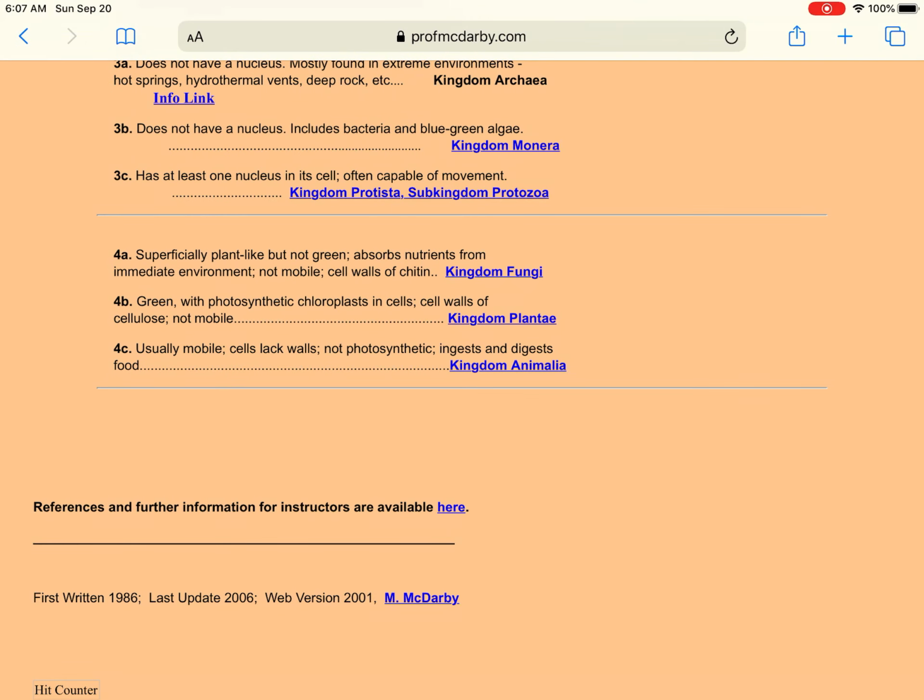It takes us down the page to the 3 choices for number 4. Plant-like but not green, this is the funguses for 4A. We're not funguses. Plants are 4B, we're not plants. 4C is us, Kingdom Animalia, and so I'm going to tap that. And before I do that, I'm going to write the kingdom down on the answer sheet.